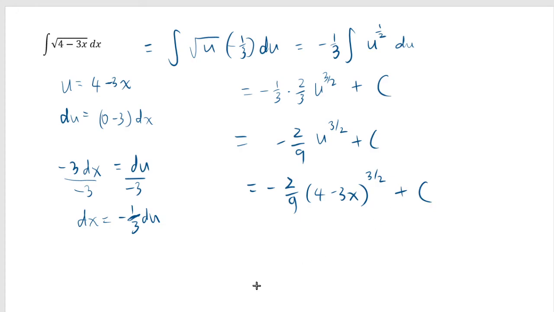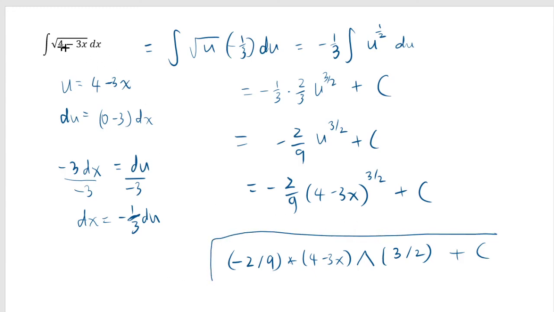Let's see. Now in WebWork, you should probably write this as negative 2 divided by 9 times 4 minus 3x. You use a caret for the power, and you put 3 divided by 2 plus c, just like this, okay? Alright, so your question should be probably different than this one, so try to do similar things and try to write your answer this way.